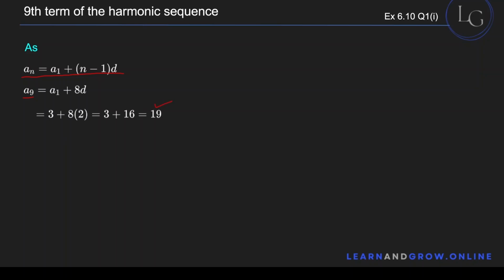But this is not the complete answer, because this is where people start making mistakes. The question asked us to find the ninth term in the harmonic sequence. This is the ninth term in the arithmetic sequence. We have to convert this back into the harmonic sequence, and how will you do that? Well, you'll take the reciprocal. And so the ninth term of the harmonic progression is 1 by 19, and 19 is the ninth term of the arithmetic progression.